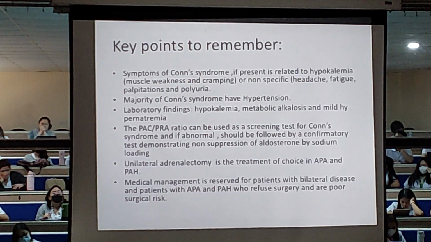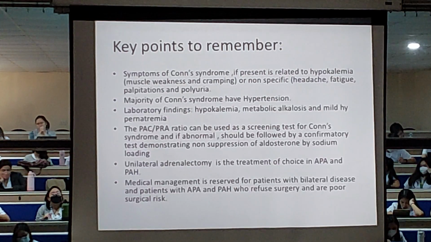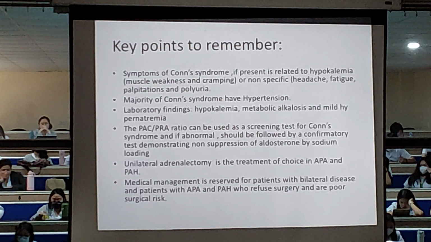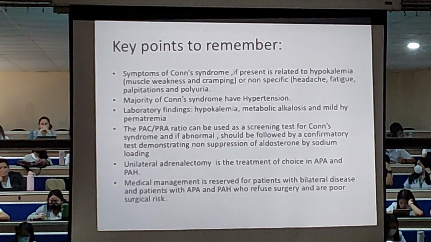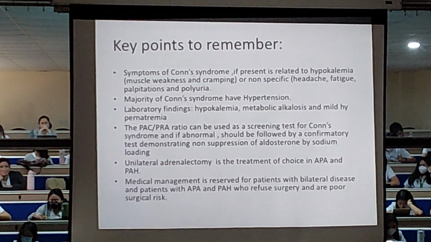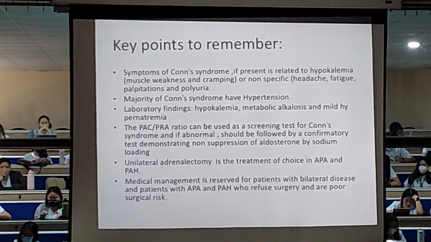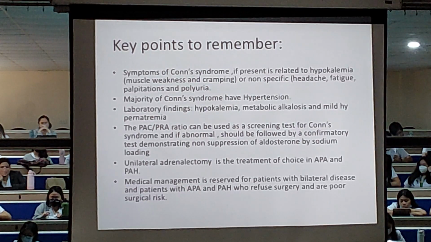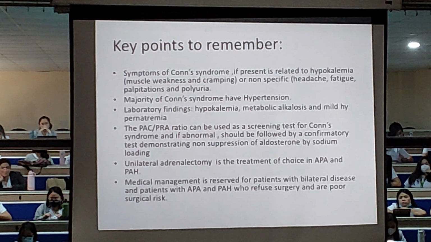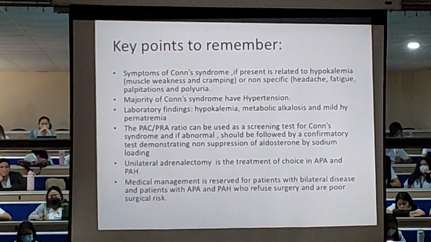The plasma aldosterone concentration to plasma renin activity ratio can be used as a screening test for primary hyperaldosteronism. If abnormal, this should be followed up by a confirmatory test, by demonstrating non-suppression of aldosterone by sodium loading. Unilateral adrenalectomy is the treatment of choice for APA and PAH. Medical management is only reserved for patients with bilateral disease and patients with APA or PAH who refuse surgery and are poor candidates for surgery.